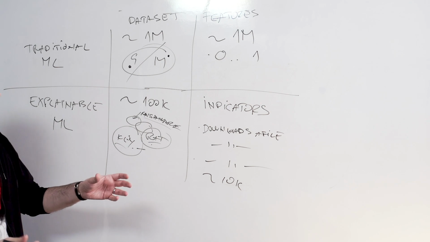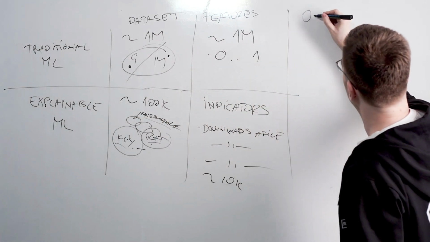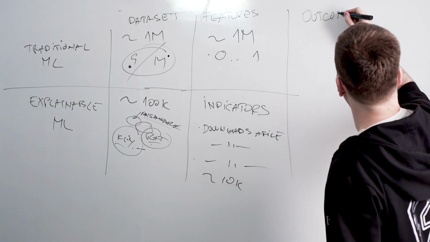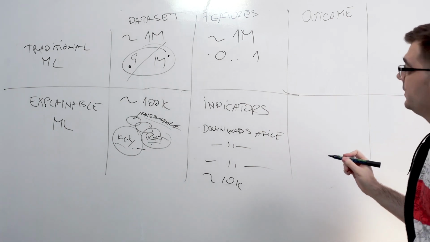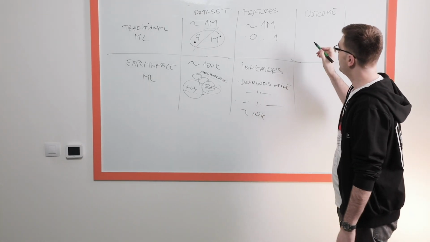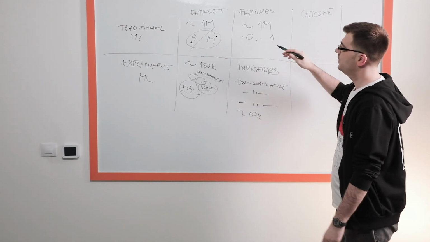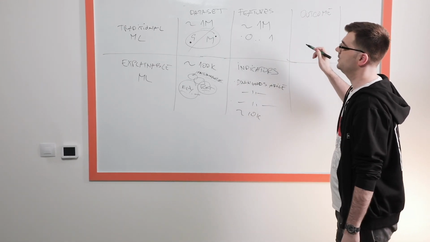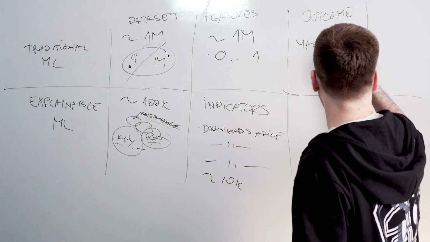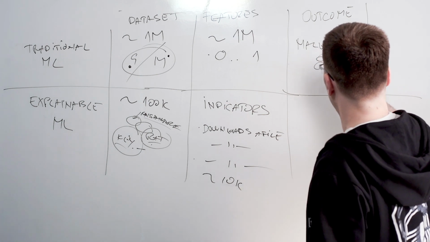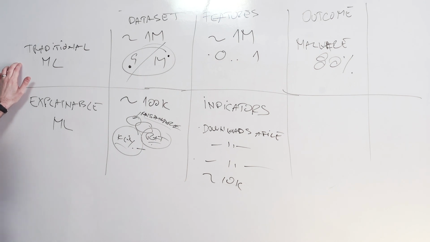And not only is it easier, it's better for the end user because the outcome for these two classification models is very different. So here, we're really looking at the outcome: is this good or bad? And what is the likelihood of this being actually bad? So you would get something like this, malware, 80%, right? That is the output of a traditional machine learning model.